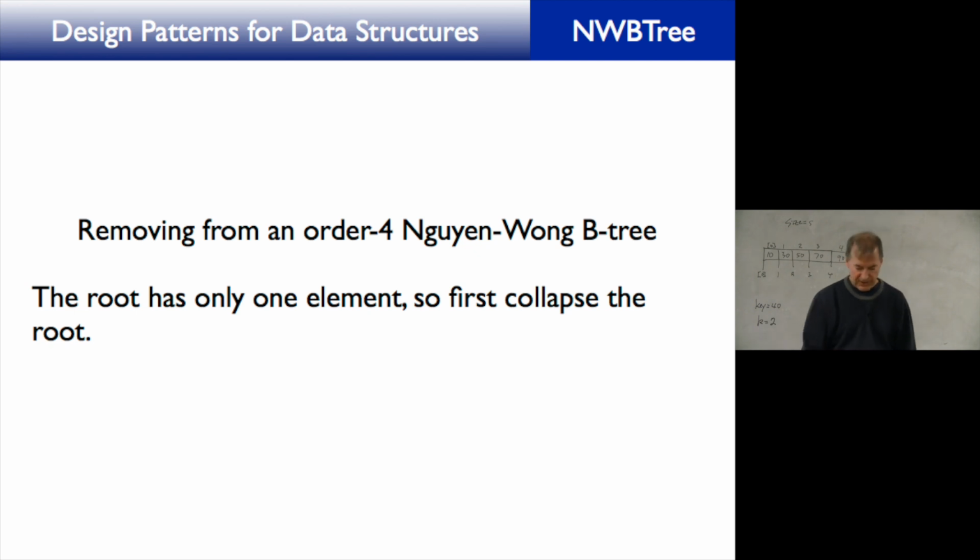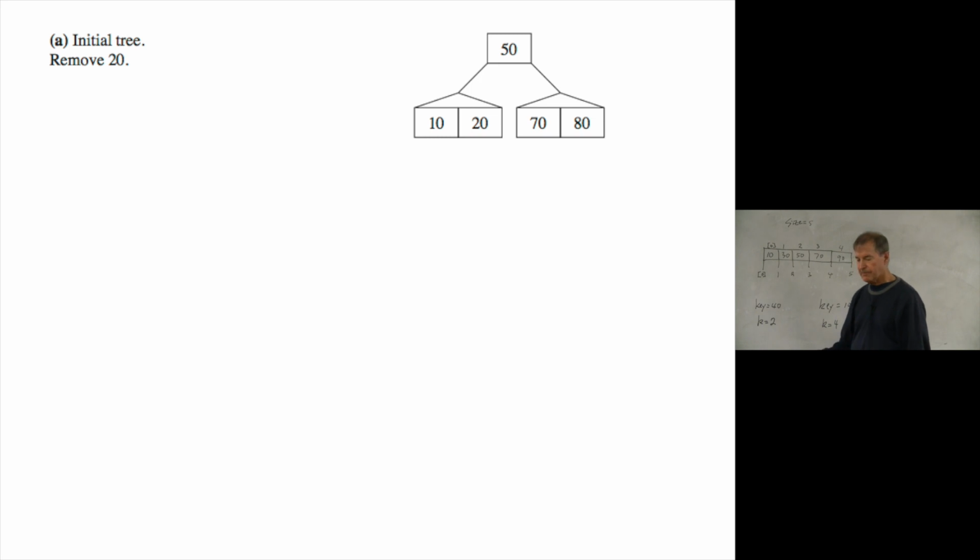And so we will first collapse the root. Okay, so here we go. So here's our initial tree. Now, is it ordered? Yes. Is it balanced? Yes. Does it have the node restriction?